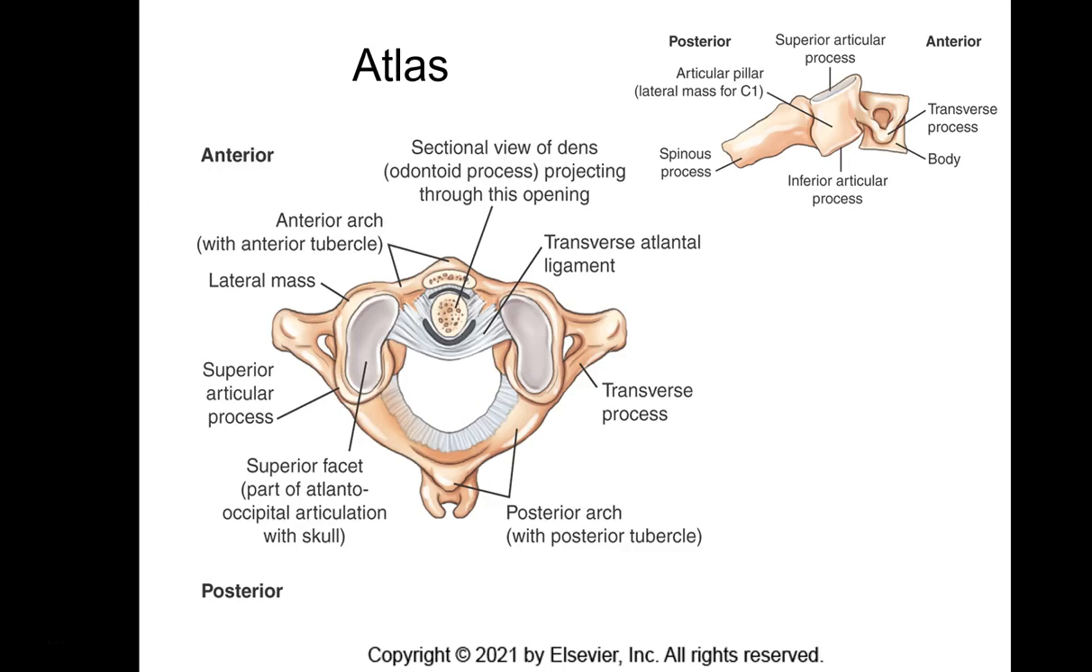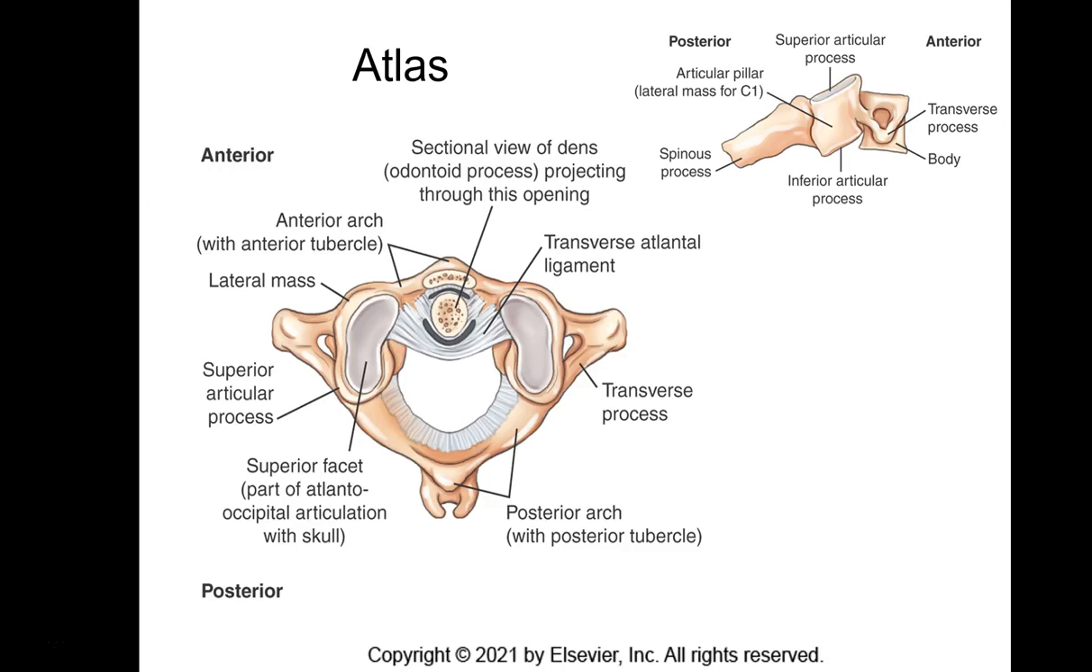Okay, so the atlas is the first cervical vertebrae, and this name is taken from a Greek god who held the world on his shoulders. So in this case, think of the world as our skull. The atlas holds or articulates with the base of our skull.